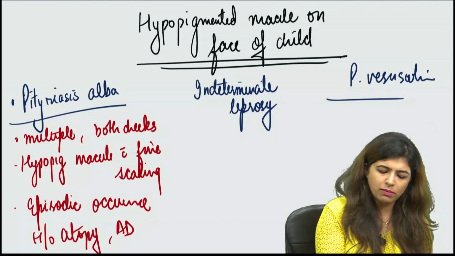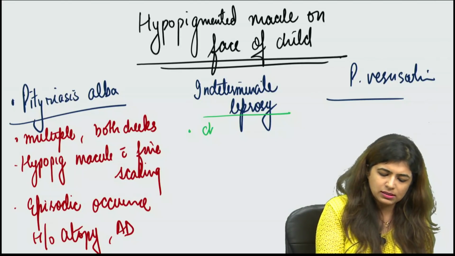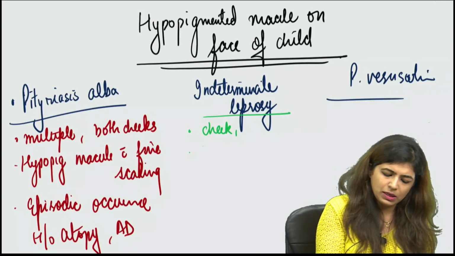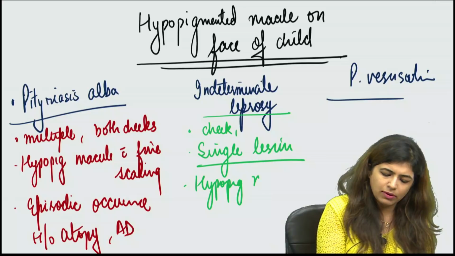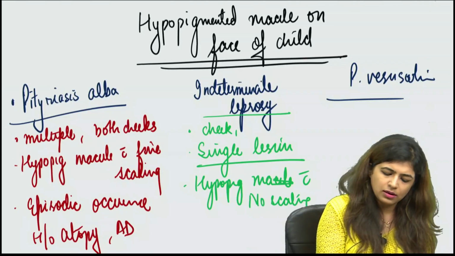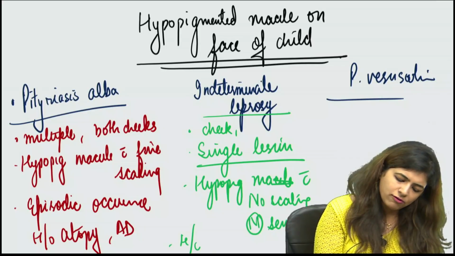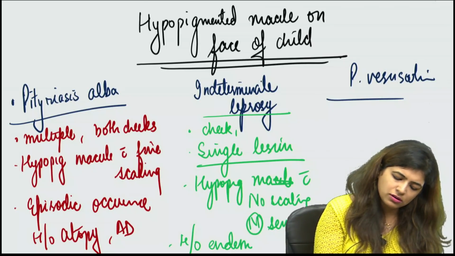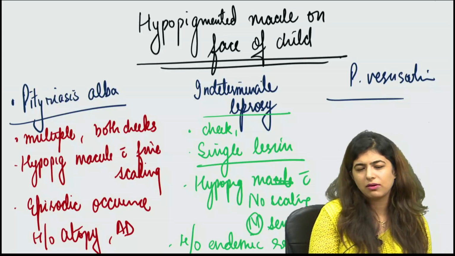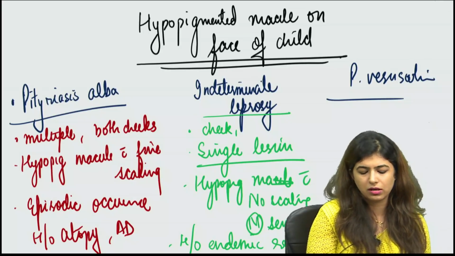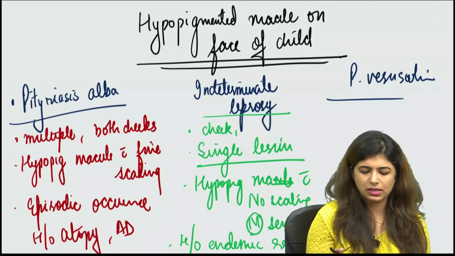Now, if we talk about indeterminate leprosy, this is again seen on the cheek, but it is mostly a single lesion. A hypopigmented macule with no scaling and normal sensation. There will generally be a history of an endemic region in the residence of the child. So the child may be coming from an endemic area like Bihar, Jharkhand, Chhattisgarh. That will be present mostly in the history.